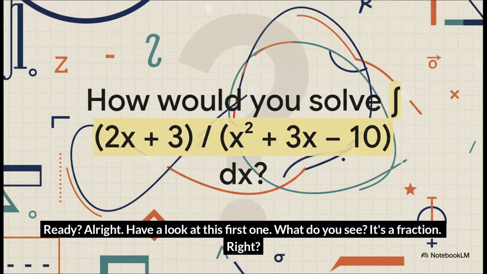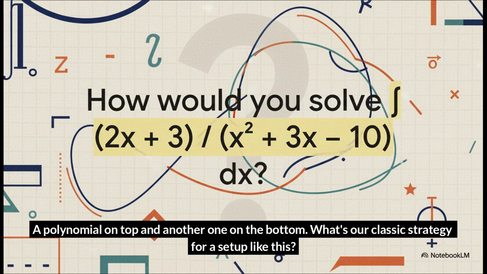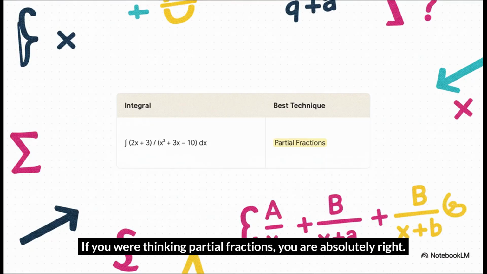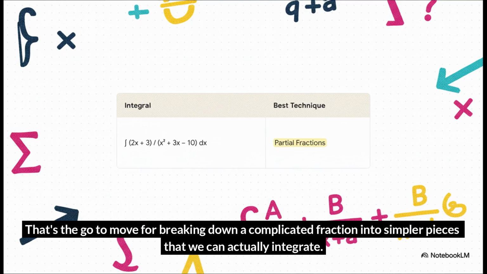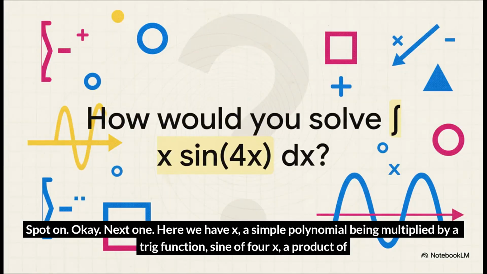What do you see? It's a fraction, right? A polynomial on top and another one on the bottom. What's our classic strategy for a setup like this? If you were thinking partial fractions, you are absolutely right. That's the go-to move for breaking down a complicated fraction into simpler pieces that we can actually integrate. Spot on. Okay, next one.